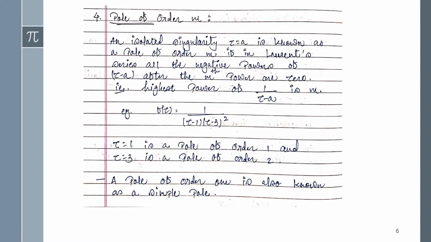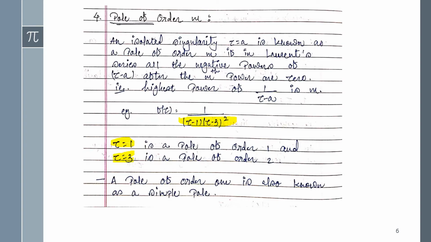So suppose a function is given like f of z equals 1 upon z minus 1 into z minus 3 whole square. Then to find the pole of order m, you have to look at its factors, and the factors you will get from the denominator only. So you have to see the denominator, which is z minus 1 and z minus 3 whole square. First I am writing for z equals 1, and another for z equals 3.